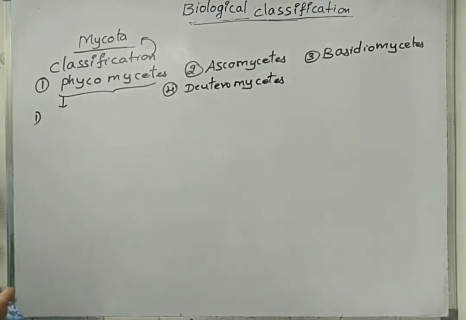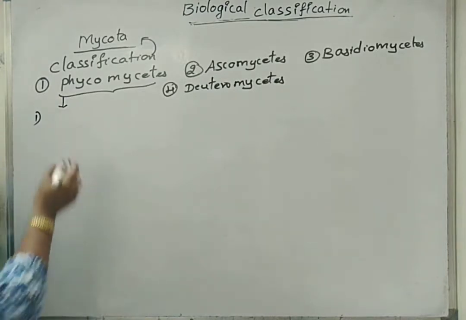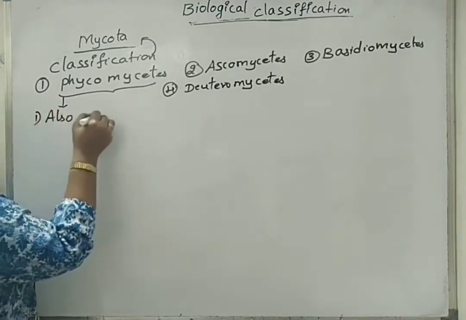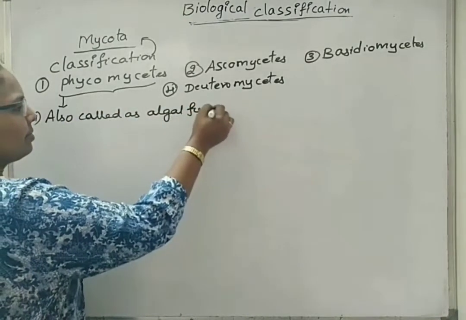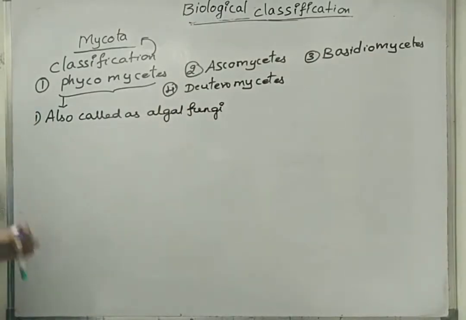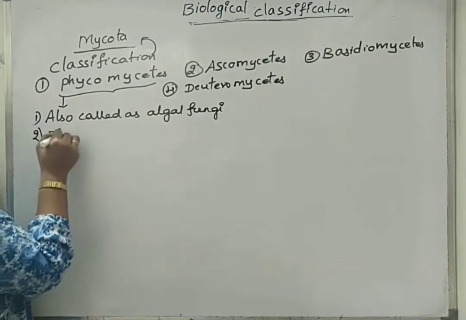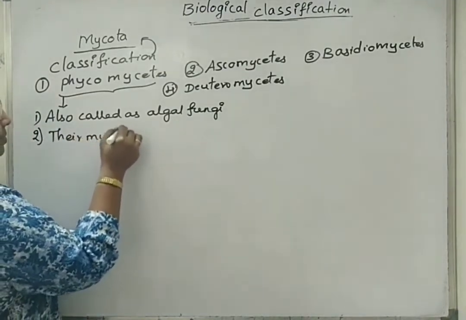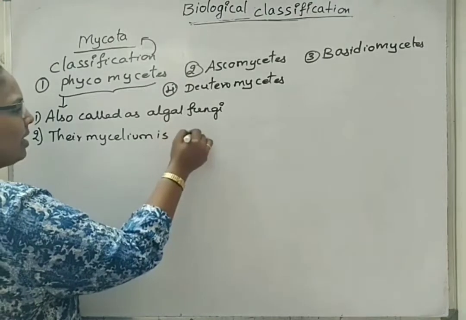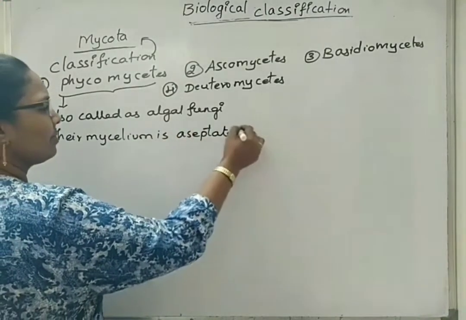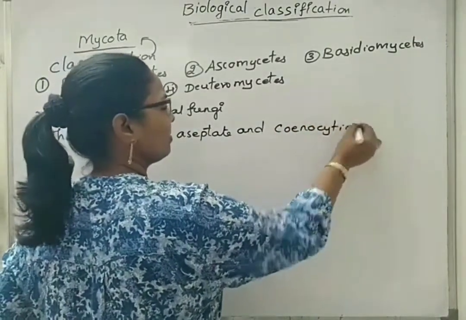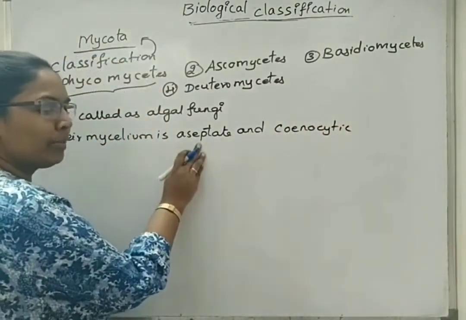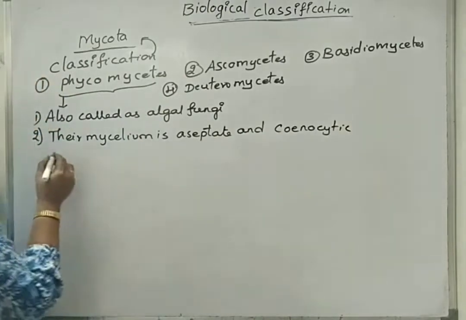These Phycomycetes members are also called algal fungi. Their mycelium is aseptate and coenocytic, which means multinucleated. There is no septum that divides the hyphae into chambers.